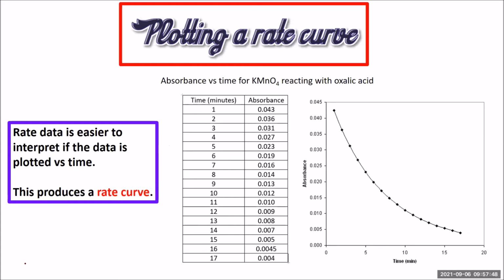It's much easier to see what's happening to the rate of a reaction as the reaction proceeds if we actually graph that data into a rate curve. We can tell from the gradient of the rate curve how fast the reaction is.